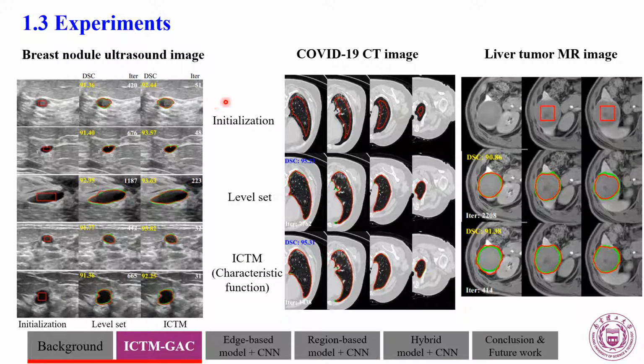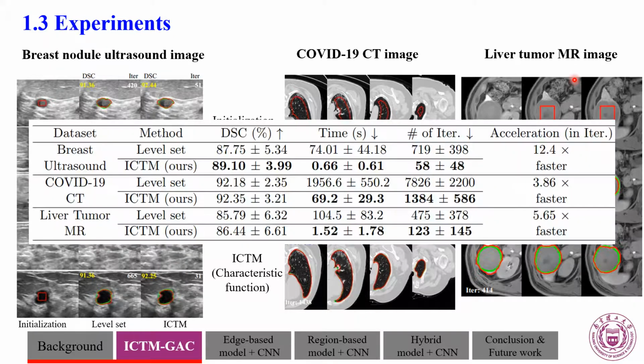We also verify the efficiency of our method on 3 types of medical image segmentation tasks, including biopsy node ultrasound image, COVID-19 CT image, and liver tumor MR image. Both methods achieve similar average Dice, but our method requires fewer iterations and costs less run time than the level set method.